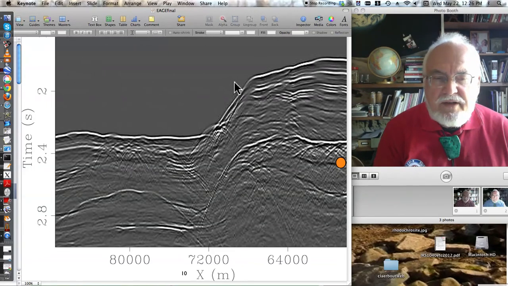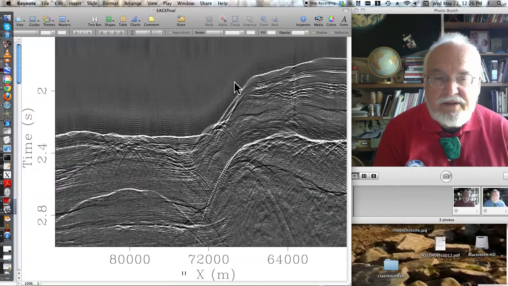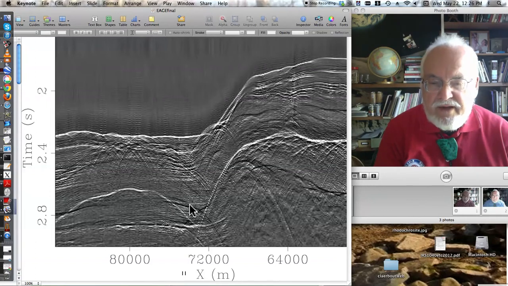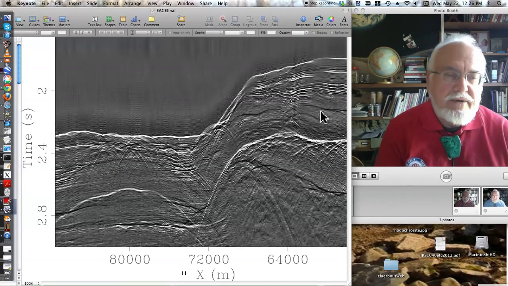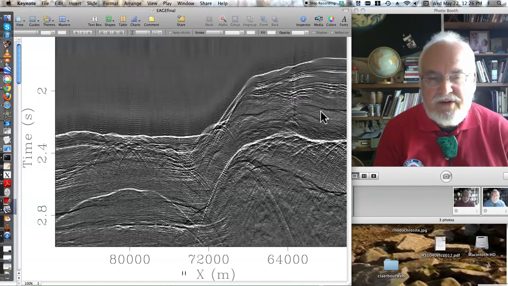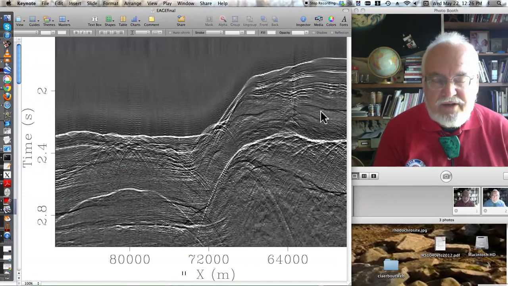So here's the data, here's the deconvolution, and now we see that the water bottom is white, and the top of the salt is white. And we see the bottom of the salt is black. And we see black events over here, and a white event up here that goes a long way, another black event there, black crossing events there, and a black event up here. I like the black events because that's where the Earth is getting softer, and usually the Earth gets harder, so it's kind of like a treasure hunt to find a black event.